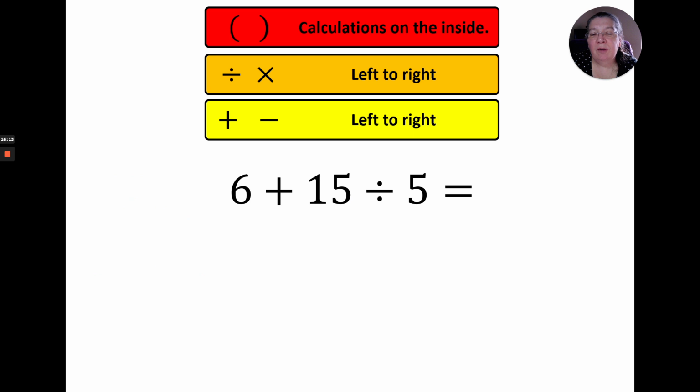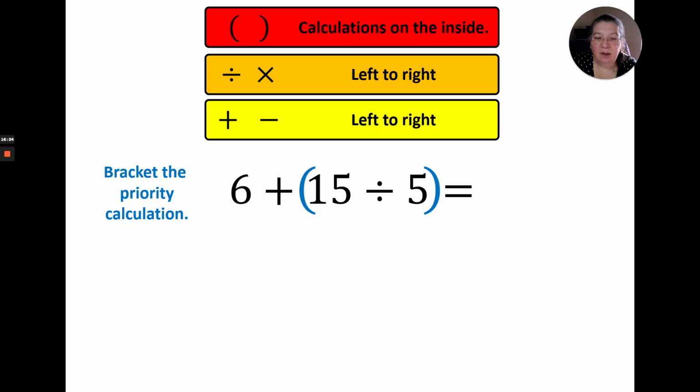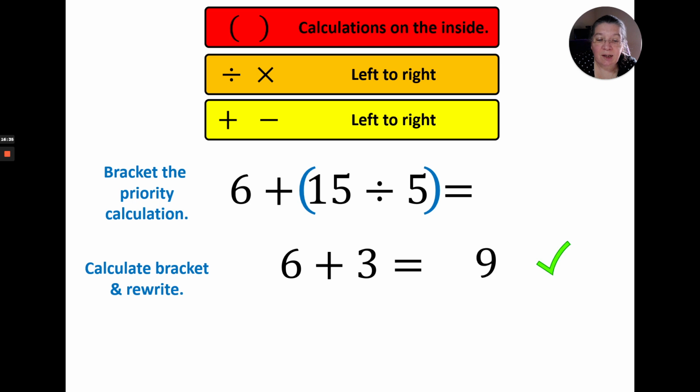Again, let's have a look, go through our BIDMAS. Which bit do we do first? Let's put some brackets around. Do we have any brackets, indices, division and multiplication? Yes, we've got division, so let's put some brackets around that and work it out first. So 15 divided by 5 is 3, and then we've got 6 add 3 is 9.